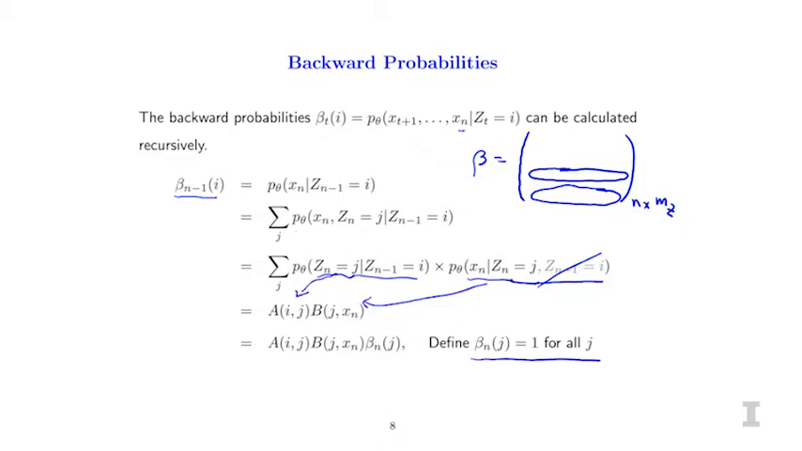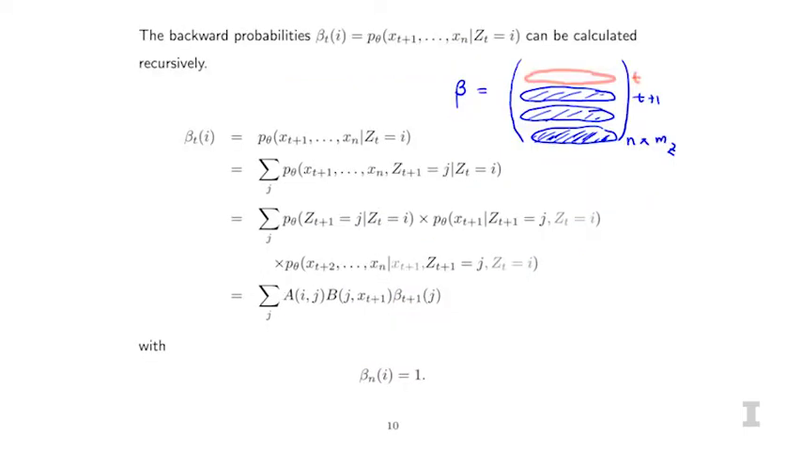So we can compute beta at t equals n minus 1 using a product involving A and B. We don't need the last row, so let's just make this a trivial equality here. We're going to define the last row of beta to be all 1, because you're going to find out in our later calculation, our calculation for beta_t will depend on the beta from t plus 1.